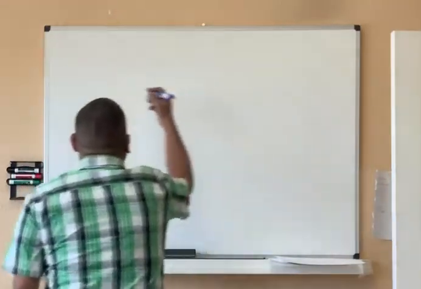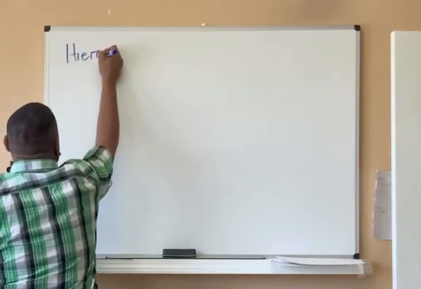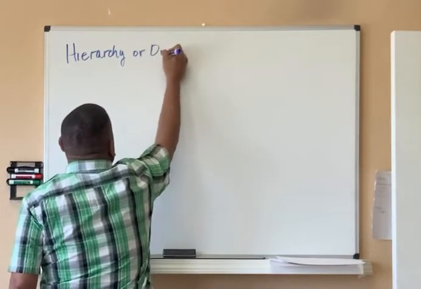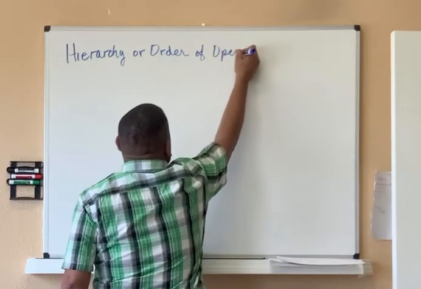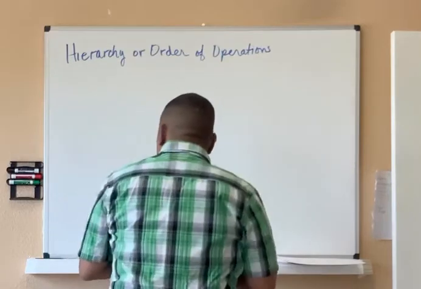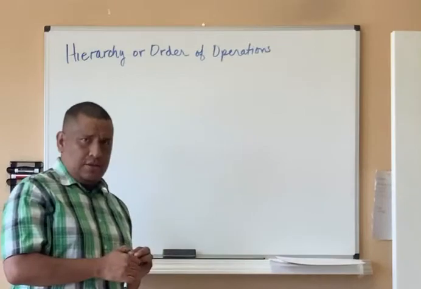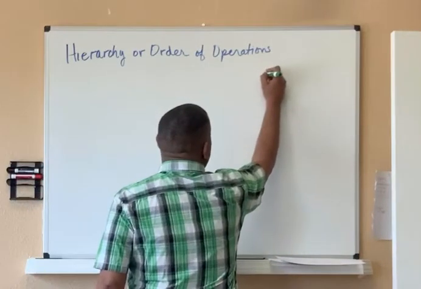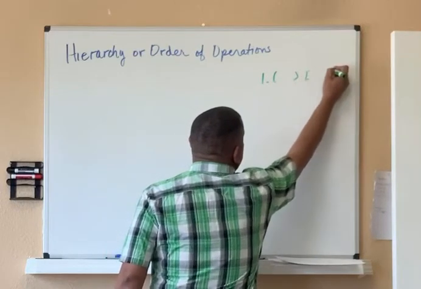Hierarchy, or order of operations. All right. These are the four basic rules that we must remember. Rule number one, whenever we have a number in parentheses or a bracket, that's when we start working first. Rule number one, parentheses or brackets.